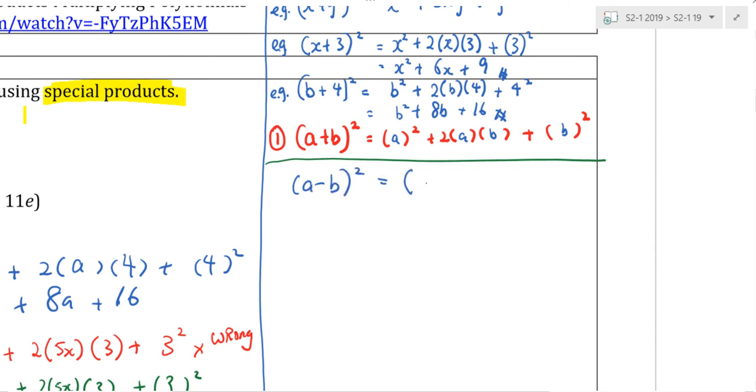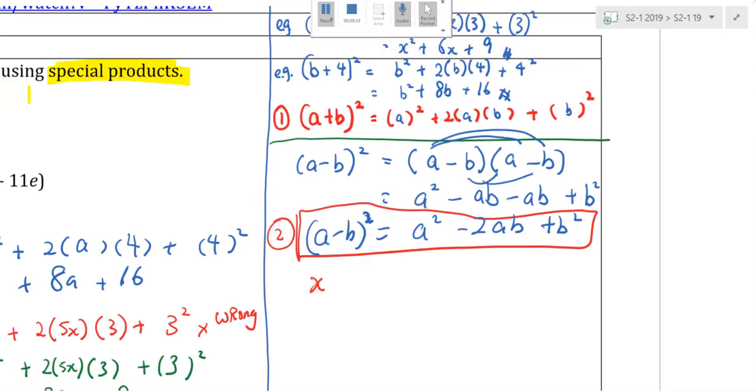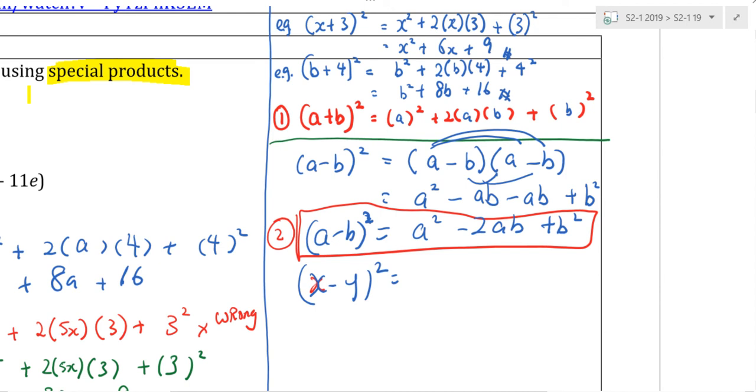What do you think? (a minus b), then (a minus b). Right, I paused the video. Alright, can you write down (x minus y) squared and tell me the answer? Everyone start. In 5 seconds, tell me the answer.